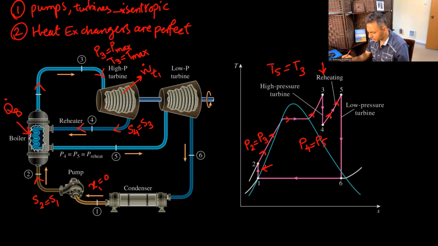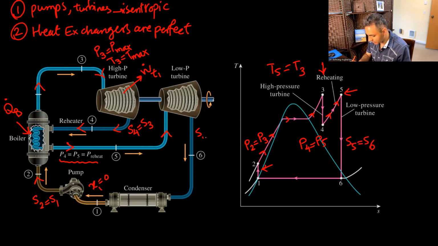It goes to state 5. When the problem doesn't say anything, if it's an ideal cycle, we assume that T3 and T5 are the same. So if it was a perfect heat exchanger, the fluid got heated again to the same level as T3, and that's the maximum temperature that it could reach. Okay, so it comes out here, and you can see P4 and P5 are the same. Now it goes into the low pressure turbine. Again, because the turbines are isentropic, S5 and S6 have to be the same.